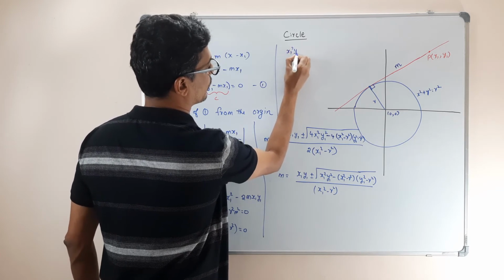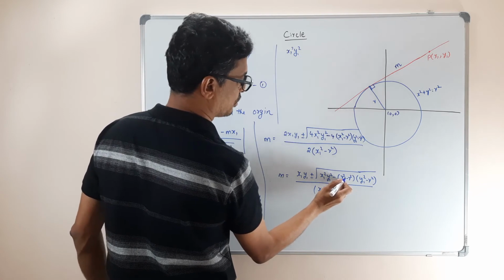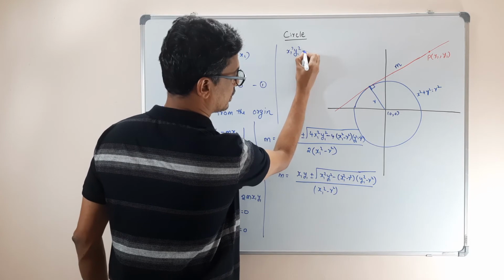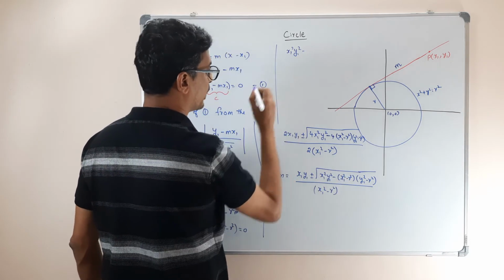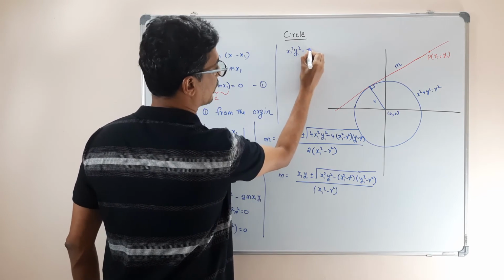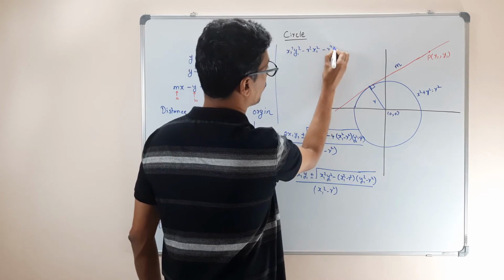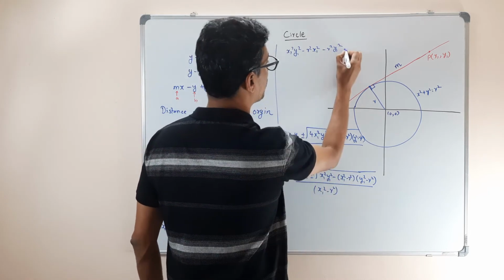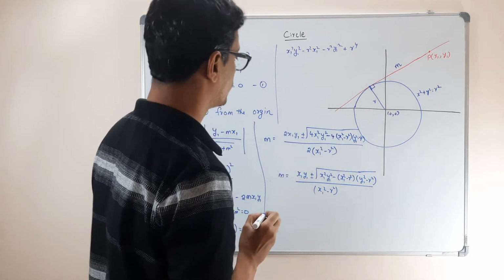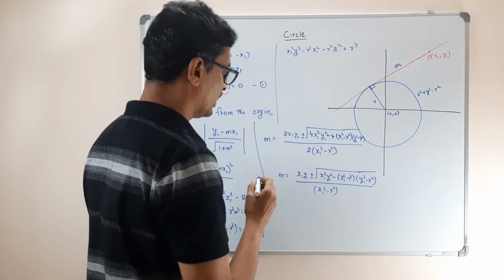x1 square y1 square minus x1 square y1 square, no, this one, minus x1 square y1 square. I am not taking the minus, I will take the minus outside later on. So then plus minus r square x1 square minus r square y1 square plus r power 4. Correct? So when we do that, yeah, we can do that.